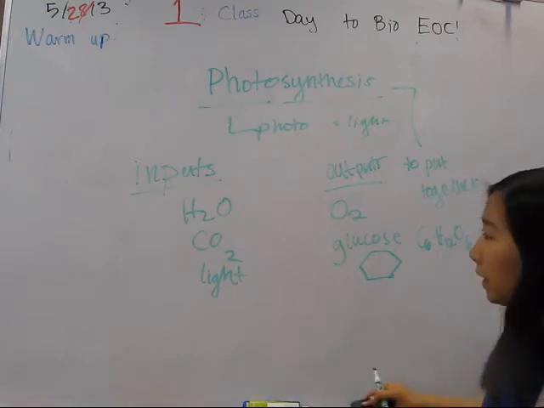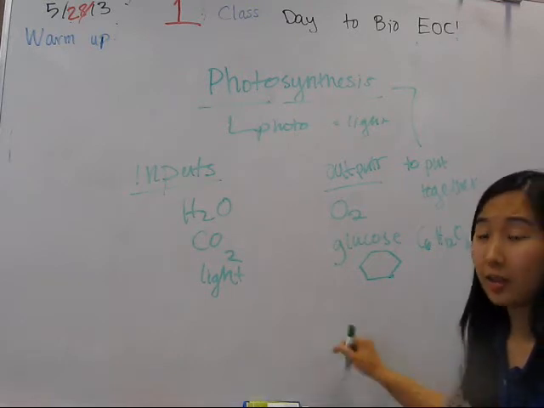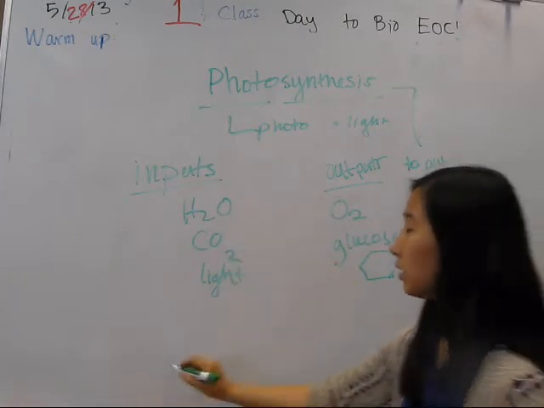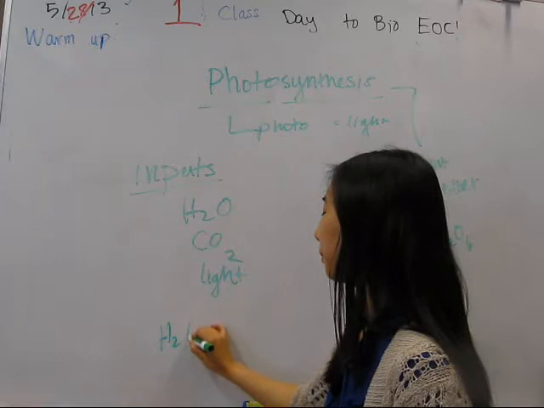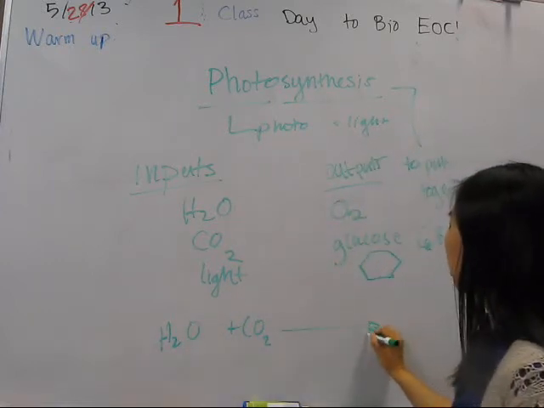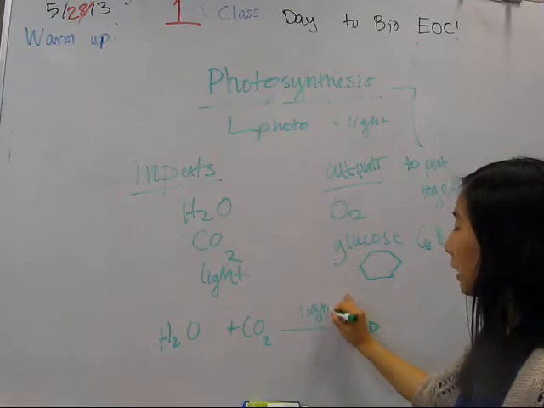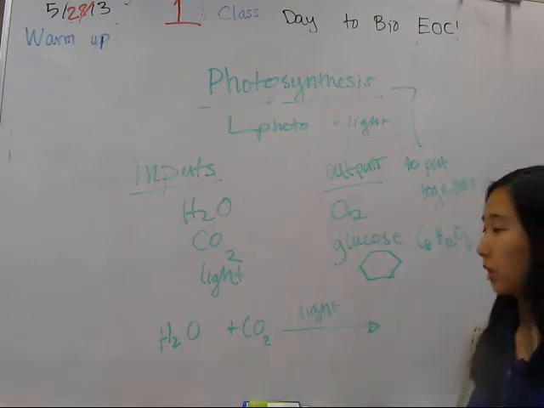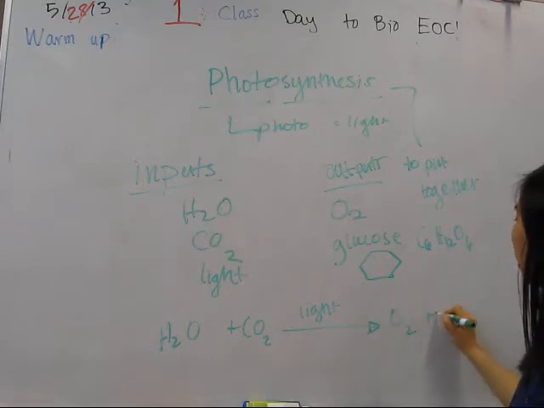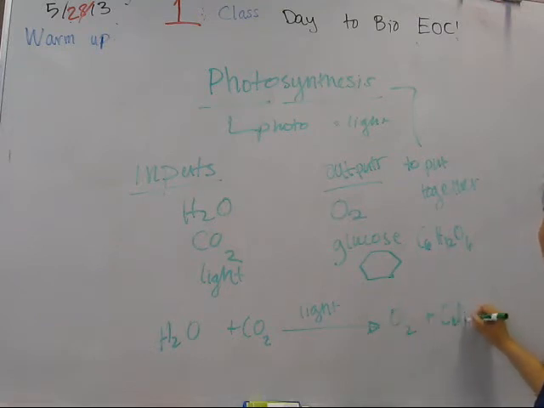Because we're chemists, we know how to balance this chemical equation. So if I put these as my reactants, water and carbon dioxide, let me write light as something necessary for this to keep going. We're going to be producing oxygen and glucose, C6H12O6. But as I said, because we're chemists, we know that this should be balanced.